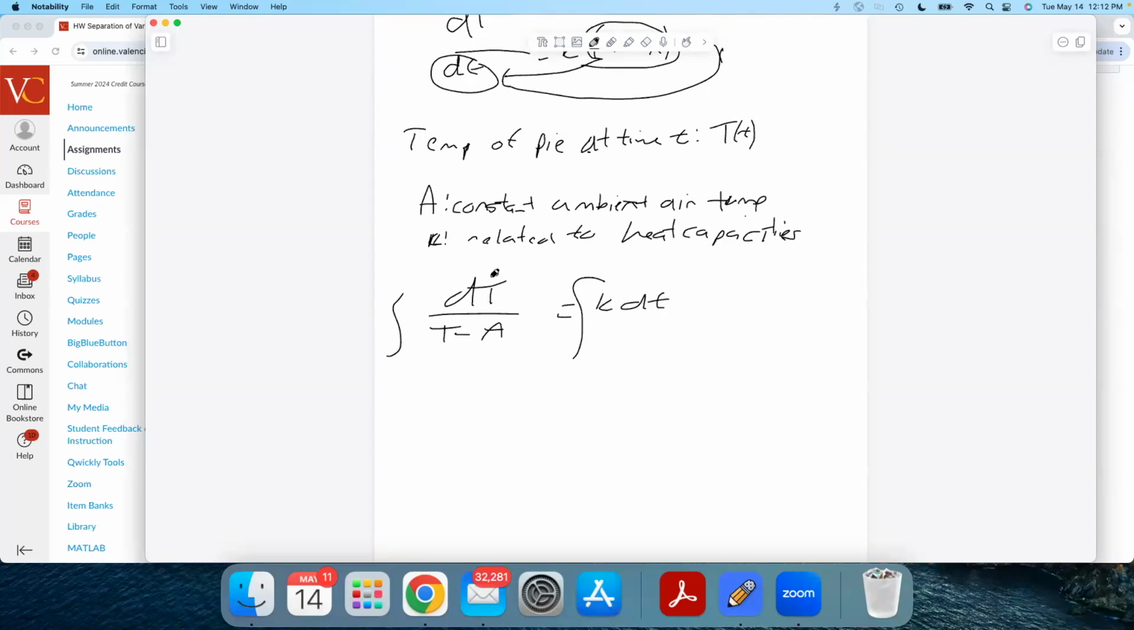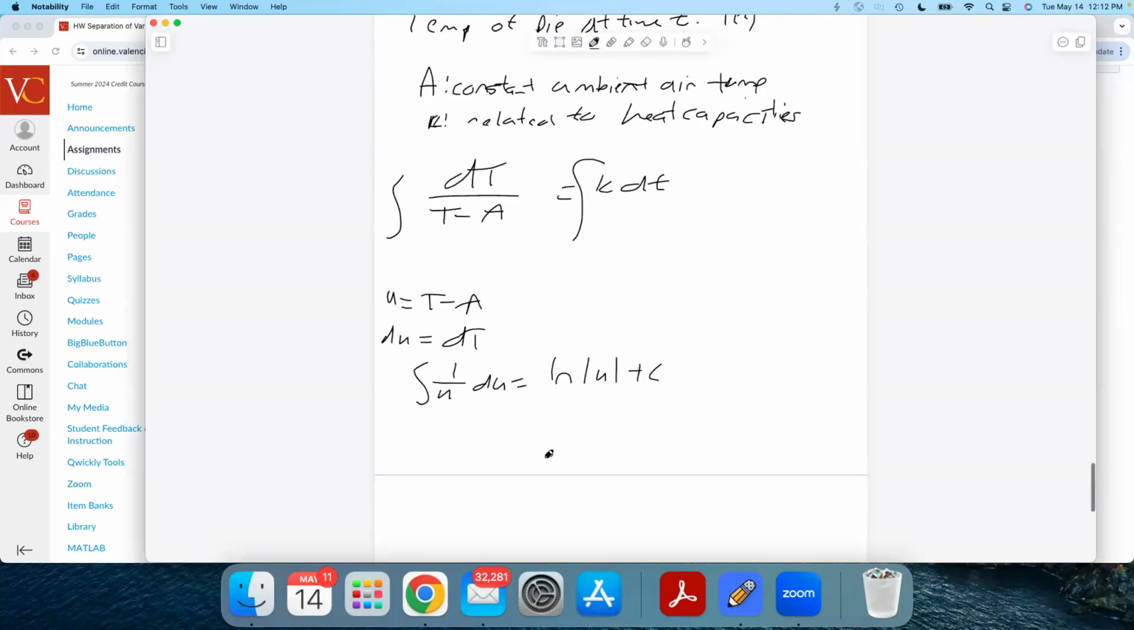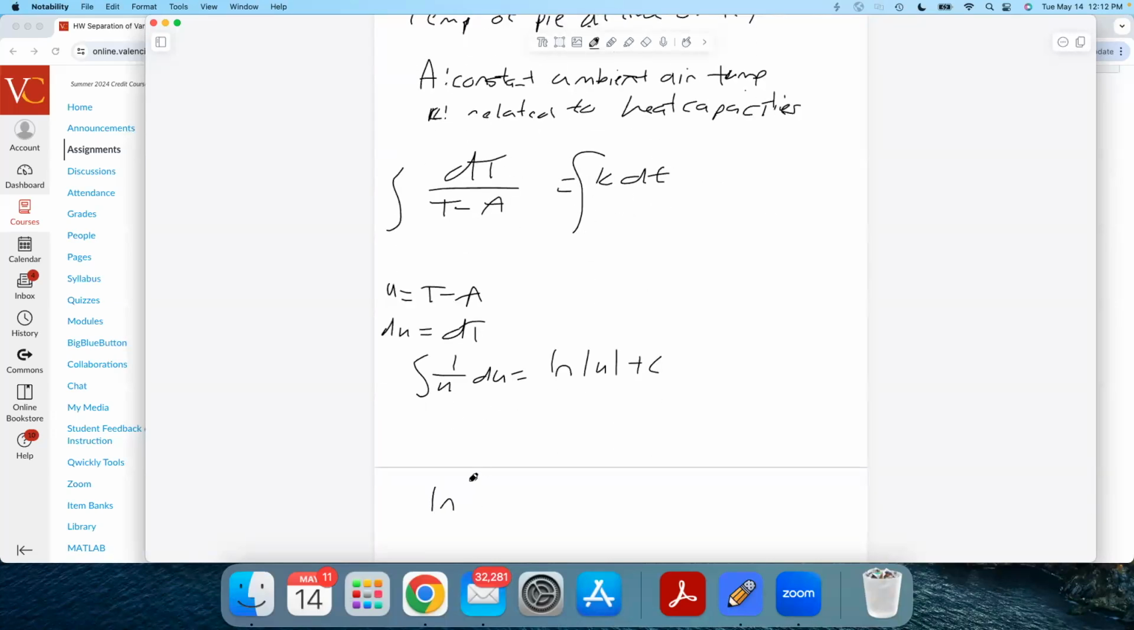How do we know that? Because we have our differentials there. Here, the antiderivative, we could do a u-sub if we wanted to. If you want to go through this work, u is T minus A, then du is just dT. So that's the antiderivative of 1 over u du, which is the natural log of the absolute value of u plus C. So over here on the left, we just get the natural log of the absolute value of T minus A.